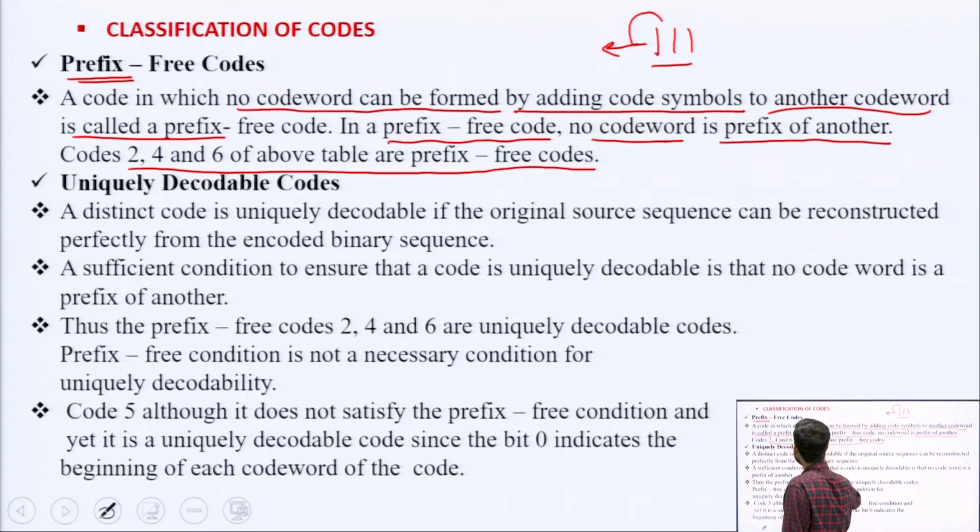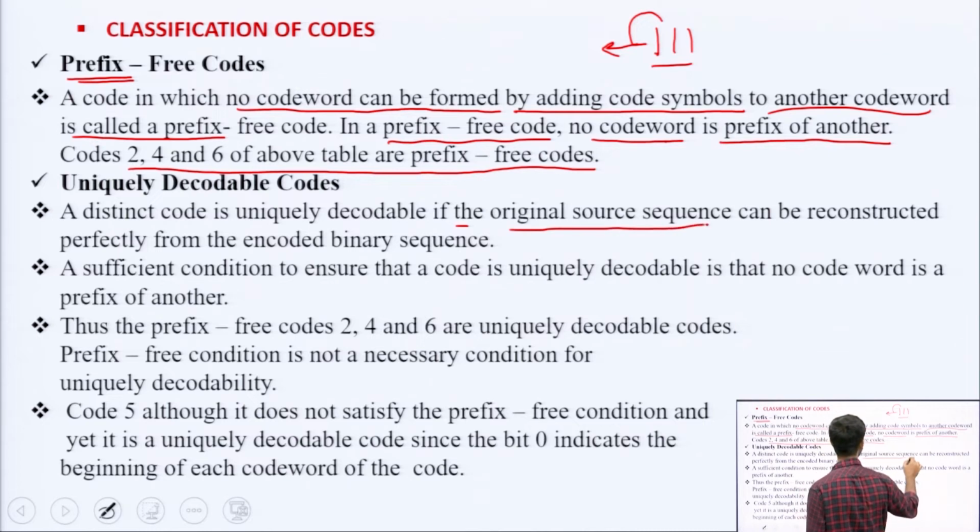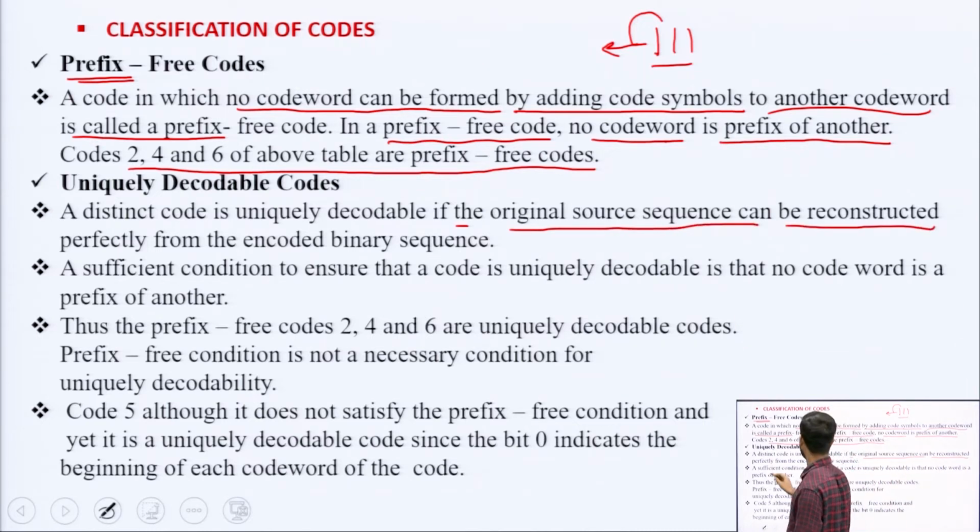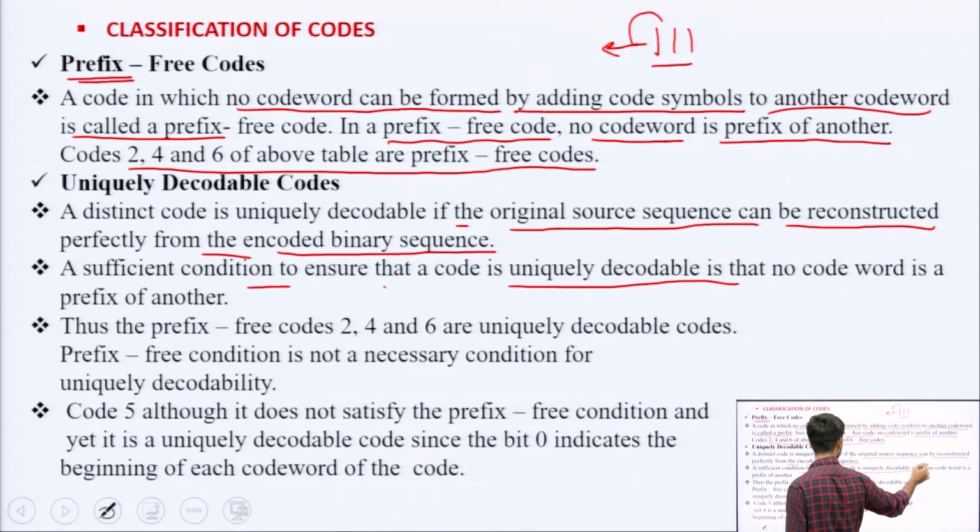Similarly, what are uniquely decodable codes? A distinct code is uniquely decodable if the original source sequence can be reconstructed perfectly from the encoded binary sequence. So a sufficient condition to ensure that a code is uniquely decodable is that no code word is a prefix of another. Thus the prefix free codes 2, 4, 6 are uniquely decodable codes, because these are prefix codes.